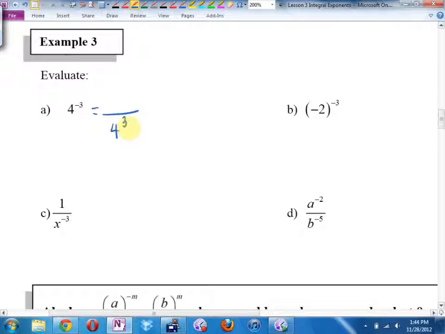Oh, what's left on the top, by the way? It's invisible. 1. And as a fraction, without a calculator, I can evaluate this. This is 1 over 4 times 4 times 4. Are you starting to memorize some of the smaller exponents? What is 4 to the third power? No calculator, Anthony. 64.